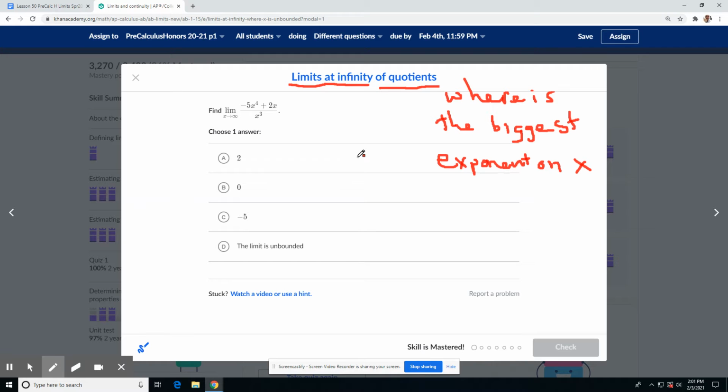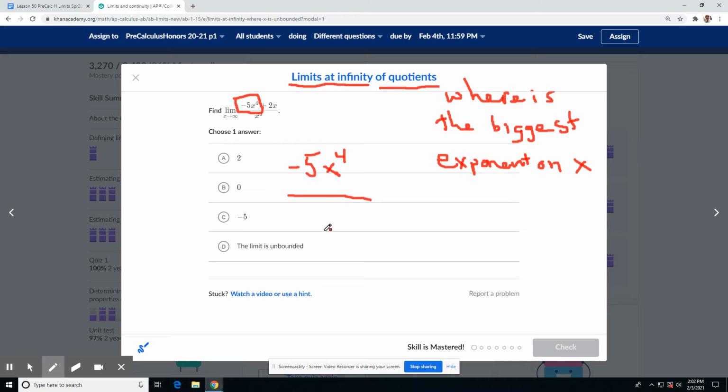And then we just have to be careful about negatives and positives. So careful about your negatives and positives here. We'll do our best and see how it goes. So as we go to infinity here, what is going to grow faster? Well, what's going to grow faster is this part right here, this negative 5 x to the fourth. And then it's helpful to think about what's happening on the bottom with negatives and positives.